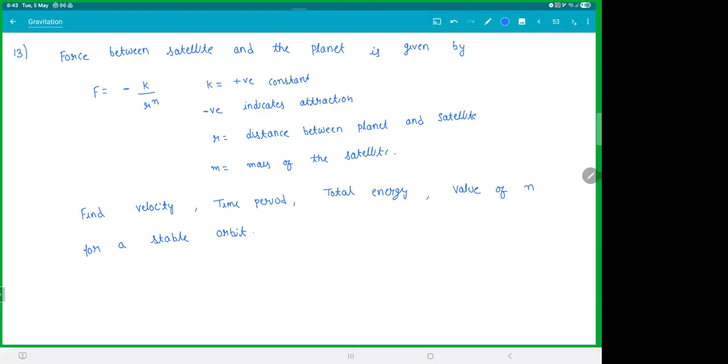What is the first part? How do we handle that? Energy is K by R power N. Okay, that looks weird. How did you get that, Ray? The velocity was the easiest part.